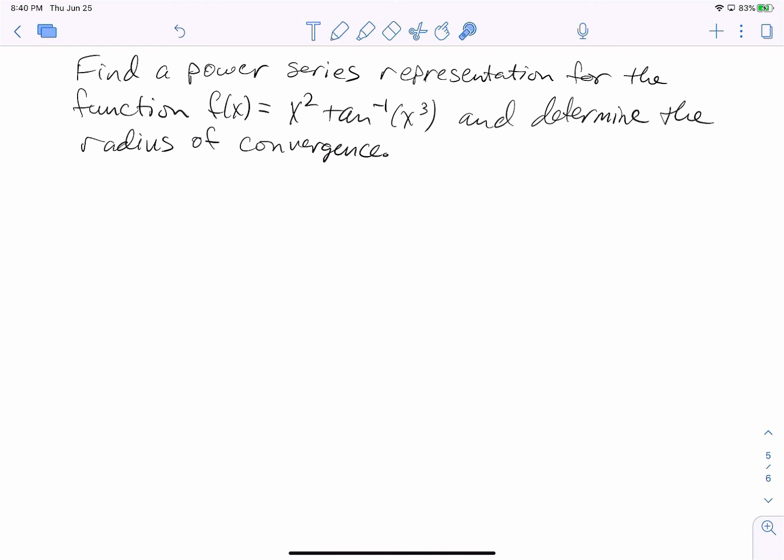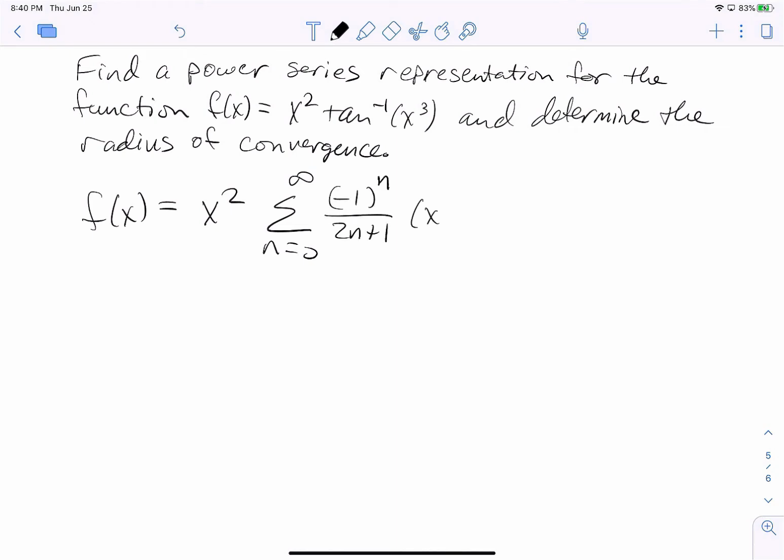Now that we've seen the inverse tangent function, we're going to find a power series representation for the function f of x equals the inverse tangent of x cubed, and we'll determine the radius of convergence. Well, f of x is equal to x squared times the sum as n goes from 0 to infinity of negative 1 to the n divided by 2n plus 1 times x cubed to the 2n plus 1. We're just using the formula that we developed.